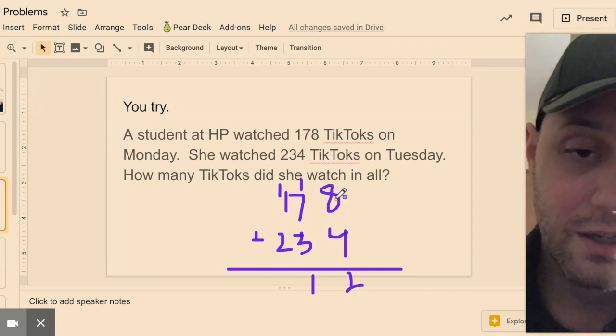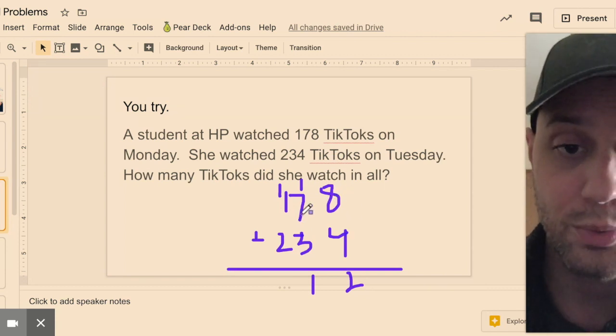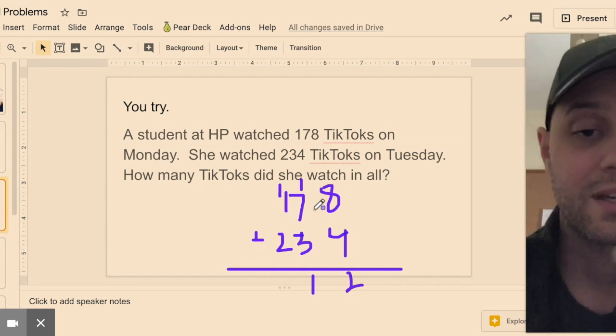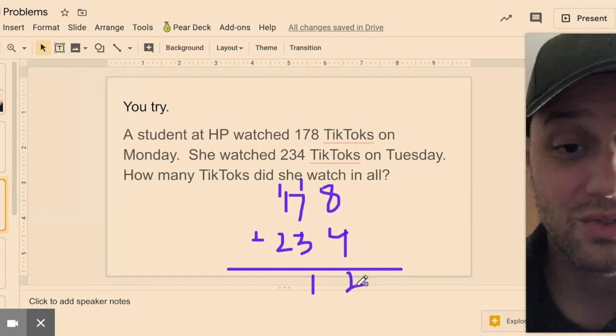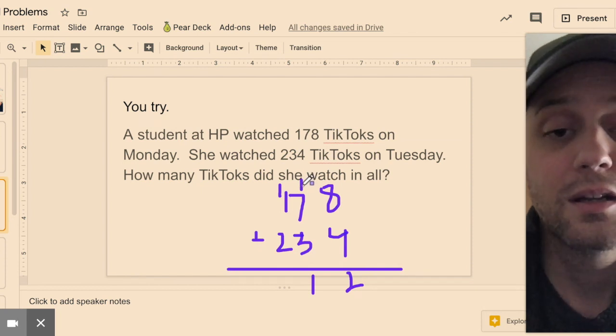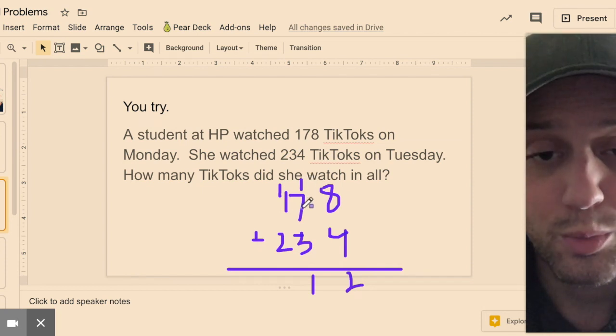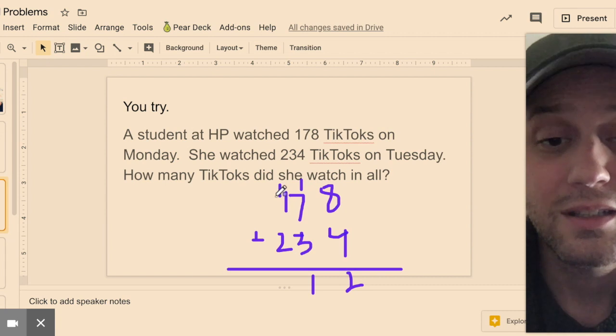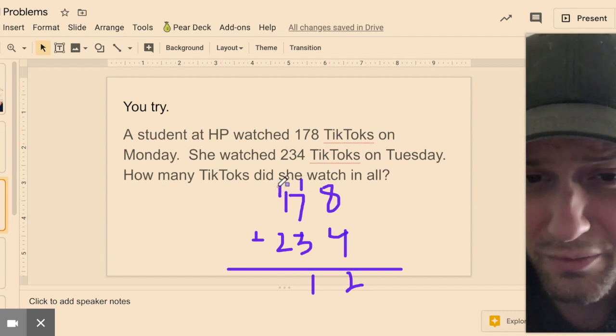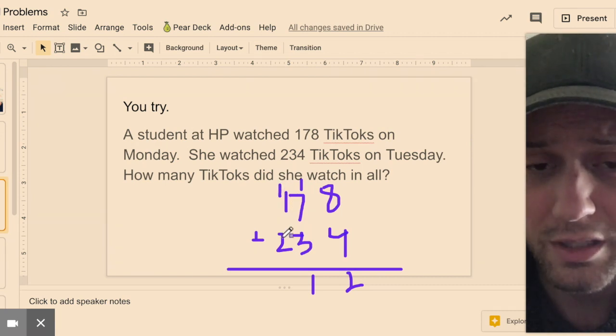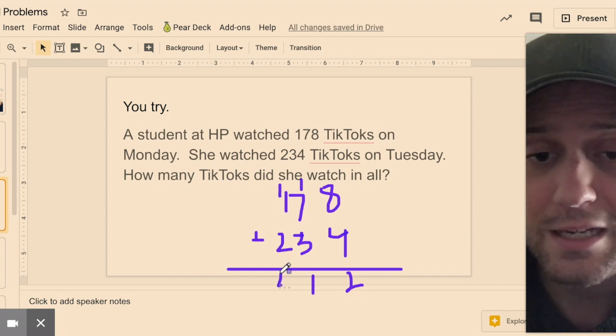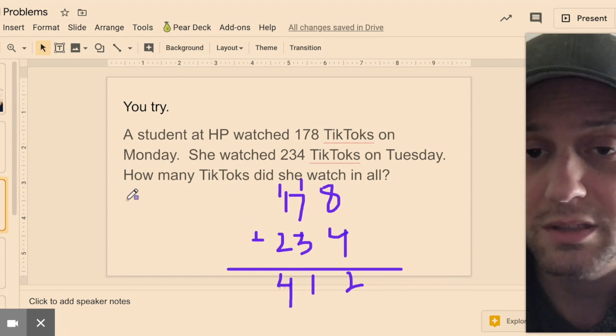You know, some people rocket through this and they say 8 plus 4 is 12. 1, 2. 1 plus 7 is 8 plus 3 is 11. I understand that way, but it's really 8 plus 4 is 12, and 12 is 1 ten and 2 ones. And then this is 10 plus 70 plus 30 is 110. So here we have 100 plus 100 is 200 plus 200 again, 412 TikToks. Oh, a lot of TikToks.